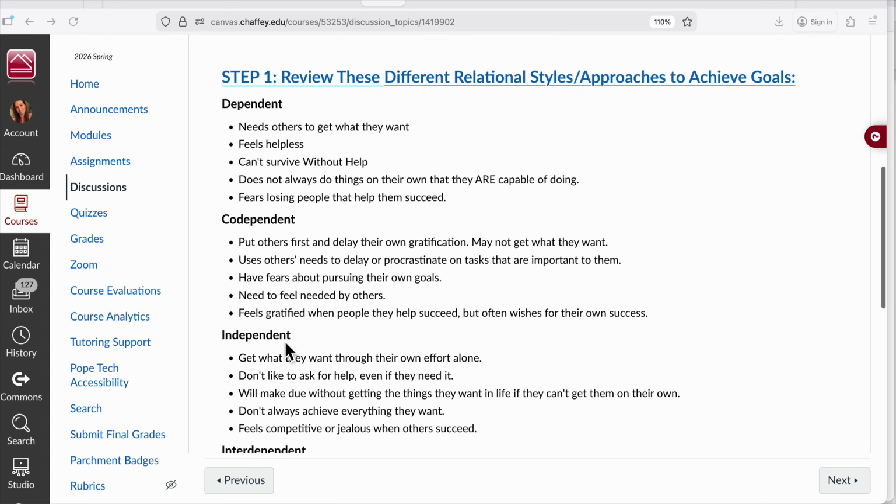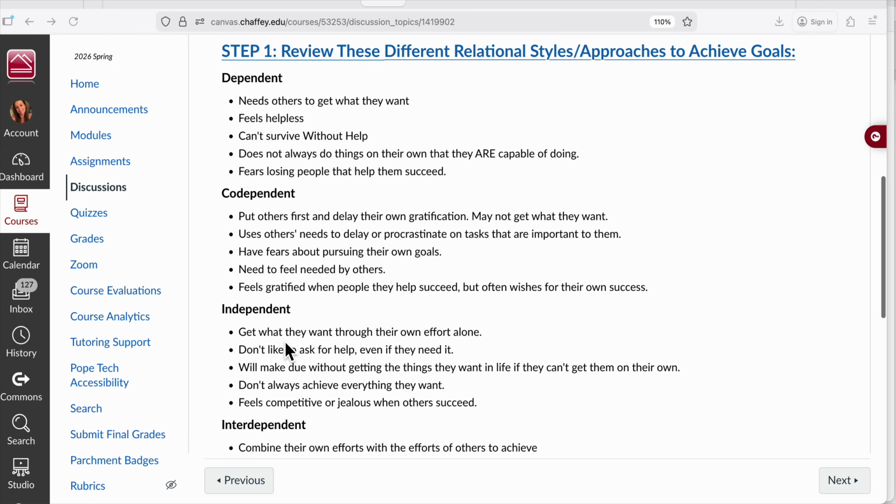But let's explain the difference between these different relational styles, or how people engage in relationships and how it relates to achieving goals. Dependent people are people that rely on others to get things that they want in relationships. This would be a relationship with a big power differential, like a parent-child relationship, where the child would be the dependent person.